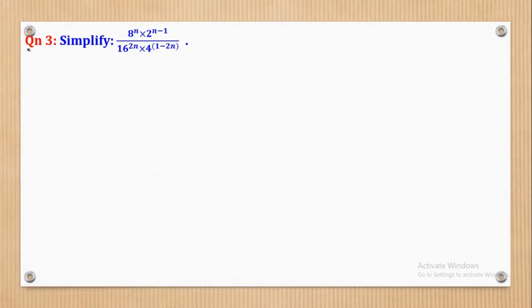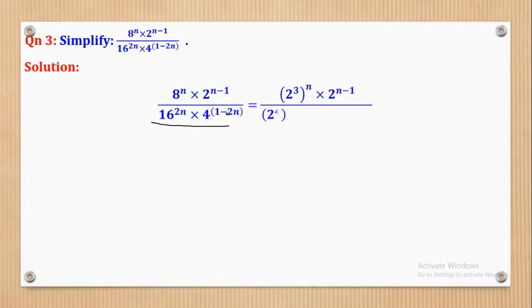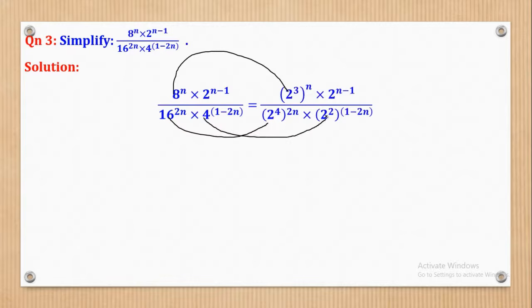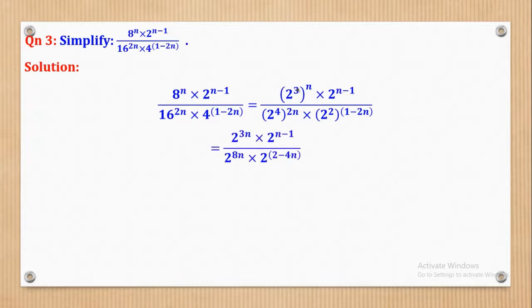Then next we shall go to question 3, which says simplify this. So this is what is given. First we shall use the indices. 8 is the same as 2 to the power 3, and 16 is the same as 2 to the power 4, 4 is the same as 2 to the power 2. The next is multiple power, so this times this, that is why you see here 3n, this one is okay. Then this times this, that is why you see here 8n, and this times this, that's why you see here 2 minus 4n.